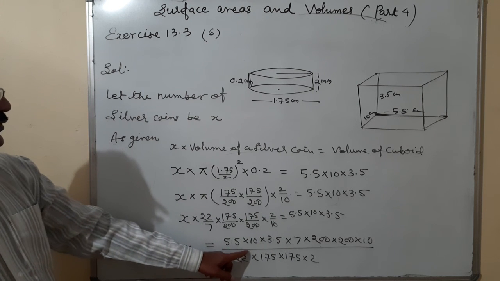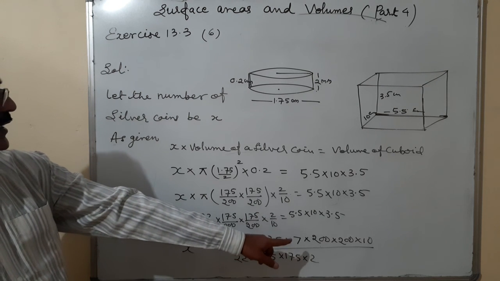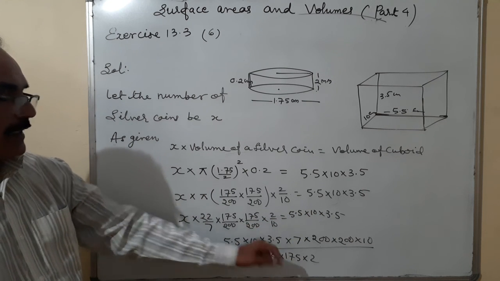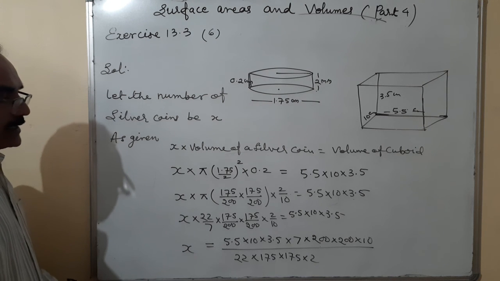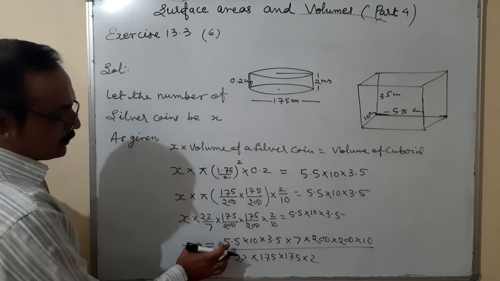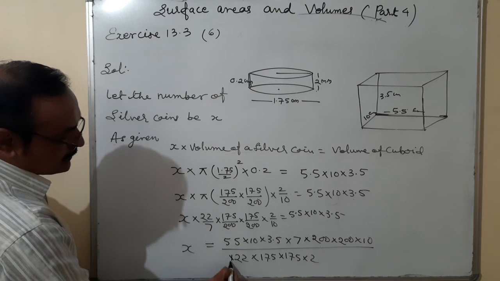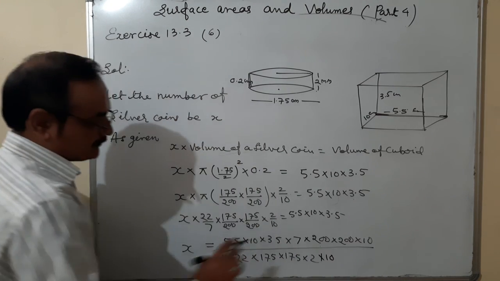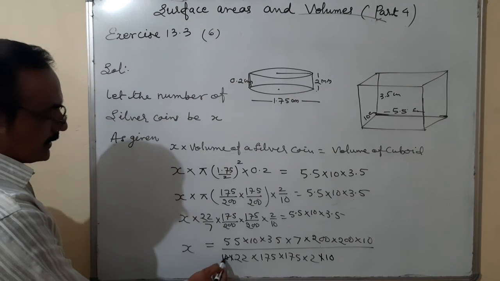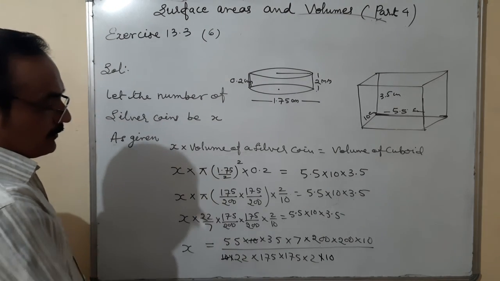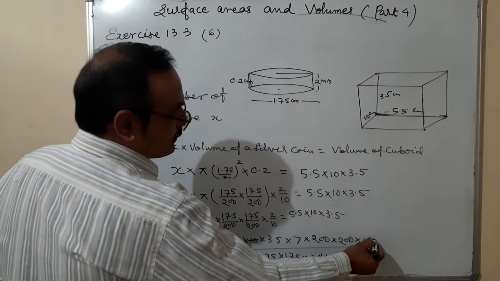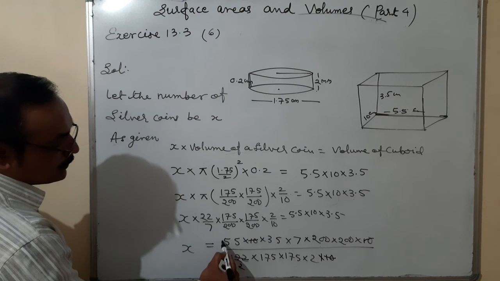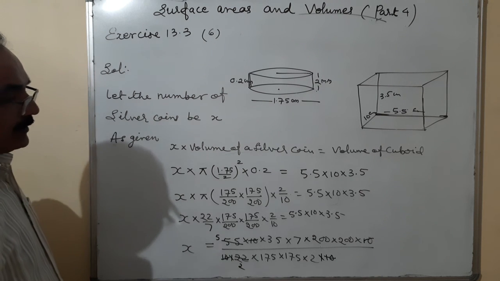5.5 into 10 into 3.5 into 7 into 200 into 200 into 10 upon 22 into 175, 175, and that is 2. Now start cancellation, but before that some decimals should be removed from here. It is 10 here, here is 10. Now all the decimals are clear. After that this 10 is cancelled by 10, this 10 is cancelled by this 10. And 11 twos are 22, 11 fives are 55.